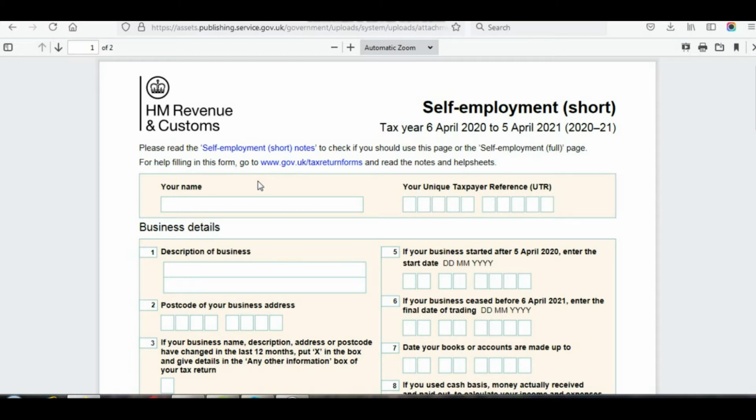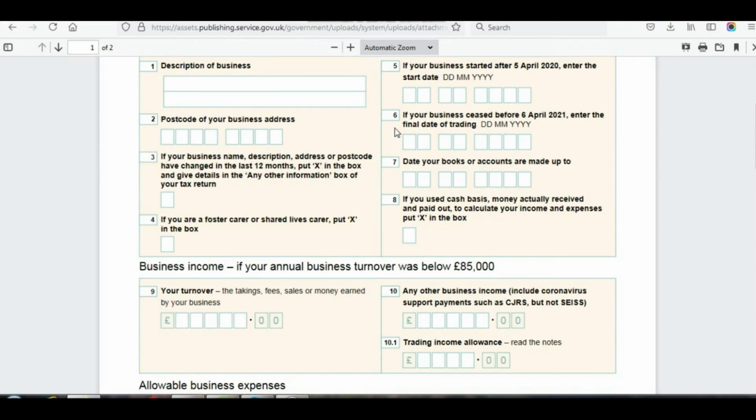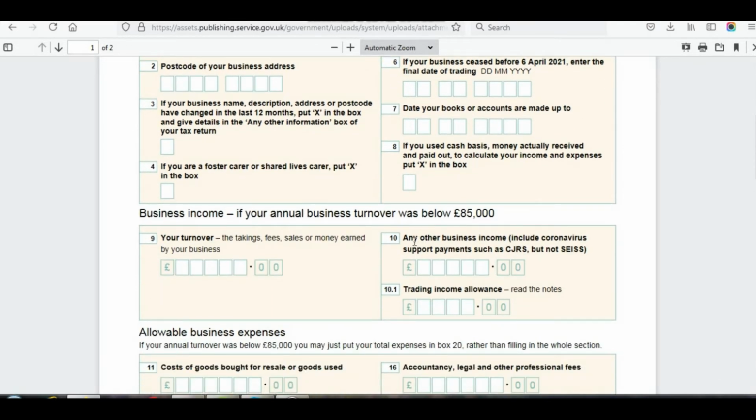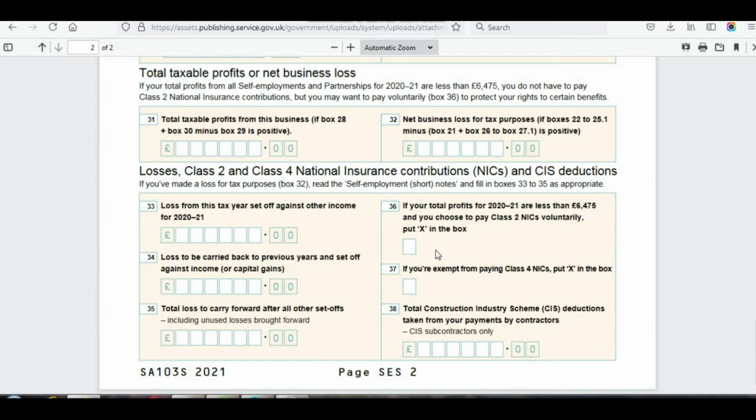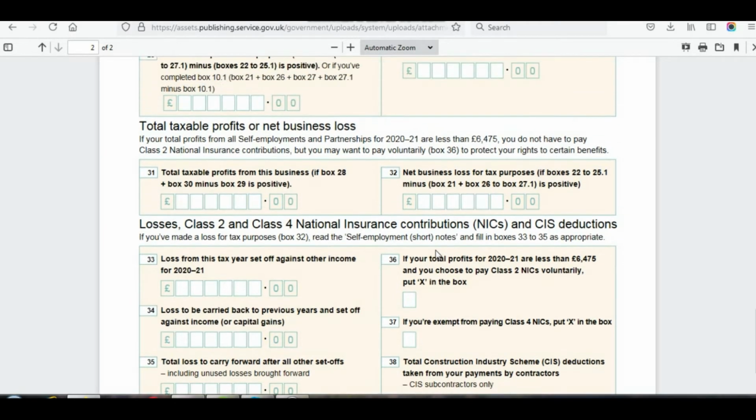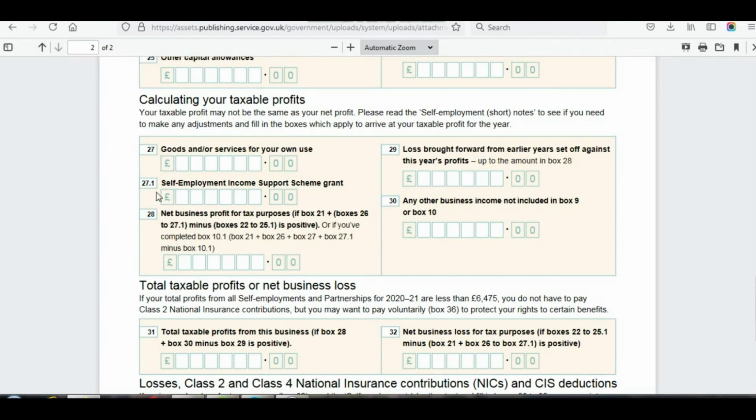Now, if you're going to submit a self-employment short, also called SA103S, please use box 10 for any payment you received under coronavirus support scheme. It says any other business income include coronavirus support payments such as CJRS but not SEISS. So any grant you receive under SEISS, please use box 27.1 here. Self-employment income support scheme grant.